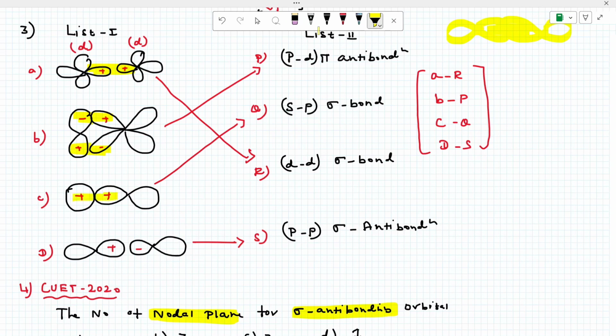See, this is sigma bonding. Plus minus is sigma antibonding. This is sigma bonding, and this is pi. Why antibonding for plus minus? When both wave functions are plus plus, there is attraction; minus minus, repulsion. Kindly refer to the part 3 notes.